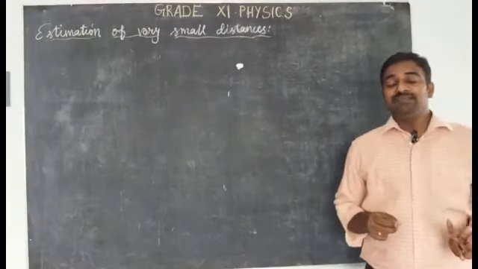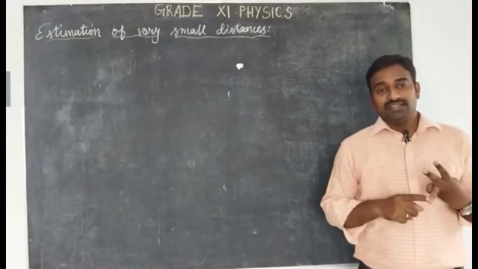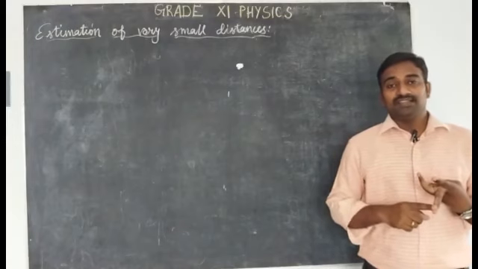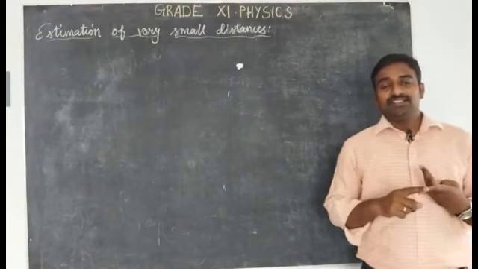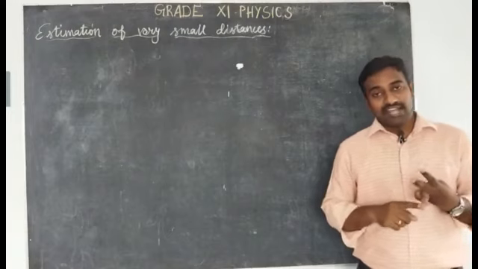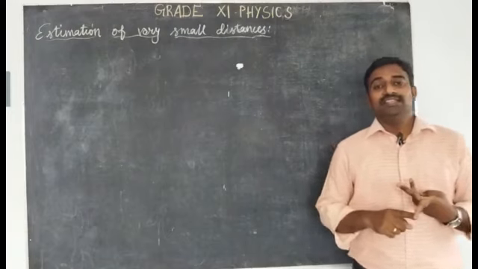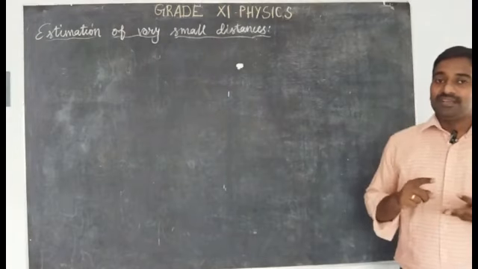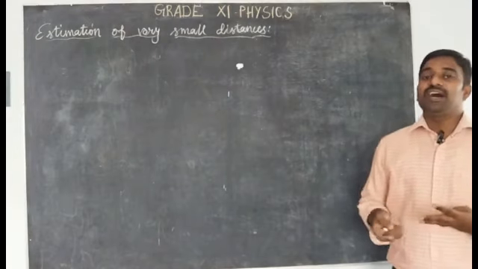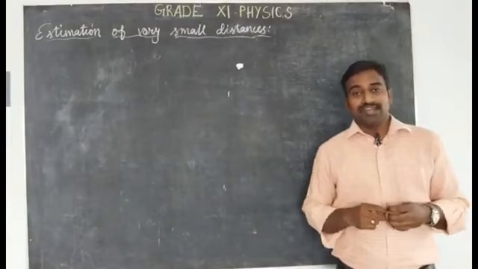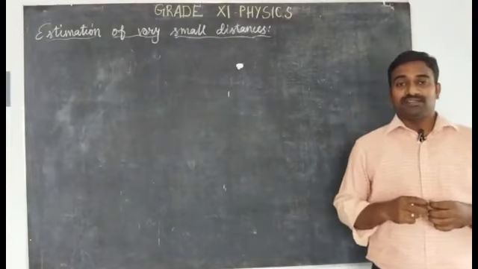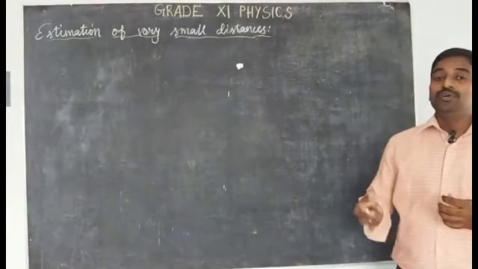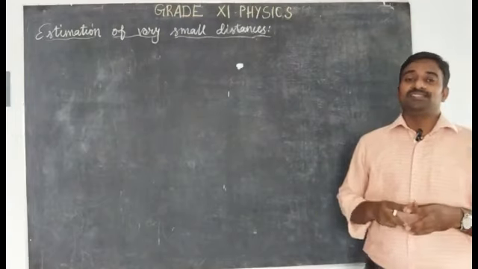In that there are three methods we use. One is the laser method, the second is the laser pulse method, and the third is the radio echo method, and then the parallax method. But the laser pulse method and the radio echo method you will be studying in your higher classes. Only the parallax method. What is the parallax method? How is the parallax method used to determine the larger distance?